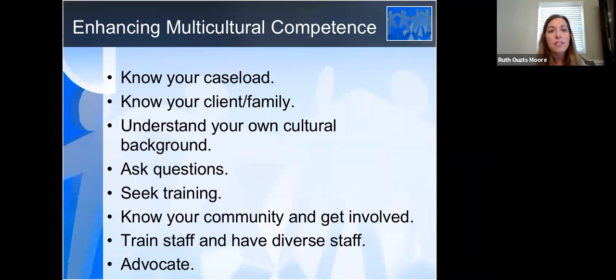ethical issues and things like that. We don't have a whole lot of time to delve into multicultural competence, but we do want to recognize that our clients are not the same, that they are diverse, and that we want to be sensitive to those needs. You want to understand your own cultural background as well as that of the client or family that you're working with, and seek training if you feel challenged in working with those populations.